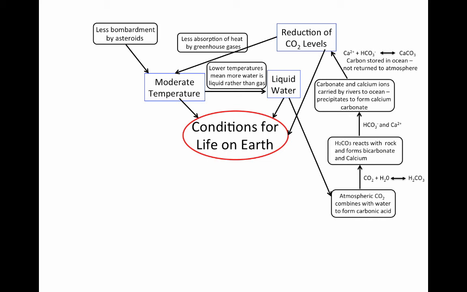So when there's a lot of it, it traps a lot of heat in the atmosphere. When there's not so much of it, it lets that heat be released out into space. And so that will further decrease the temperature on the Earth. So now what we have is this feedback loop where the moderate temperature leads to more liquid water that goes through this whole process that reduces carbon dioxide, and that comes back and lowers the temperature even more, resulting in even more liquid water.